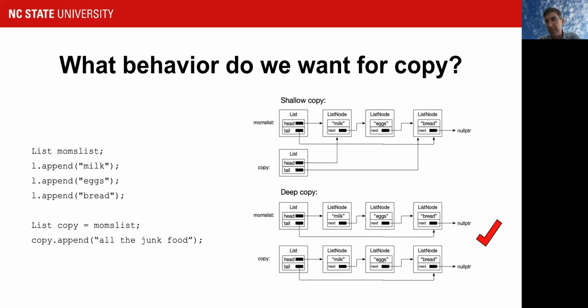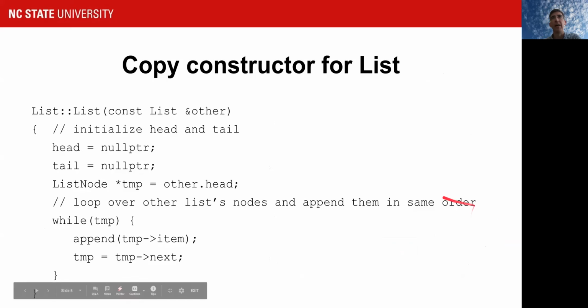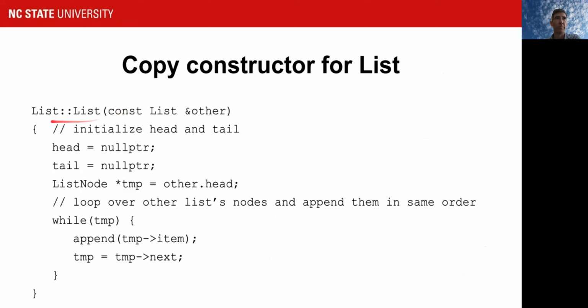I want a deep copy, right? That's what I want to have happen in the copy constructor. So how do we make a deep copy happen? Well, we need to declare our copy constructor in the suitable form. So remember, it's a constructor. That means the name of the function is the same as the name of the class. So it's just called list.